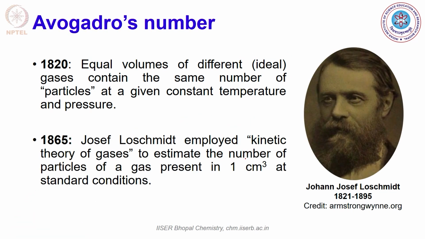This was followed by Joseph Loschmidt, who employed kinetic theory of gases. Of course, here is where the definition of ideal gases was completely put forth, saying that there are no attractive or repulsive forces between the molecules, and the molecules occupy a very much smaller volume than the container itself. Using this theory, he was able to determine how many particles are present in a 1 centimeter cube at standard conditions. Once again, standard conditions here are defined as 1 atmosphere pressure and 0 degrees Celsius.